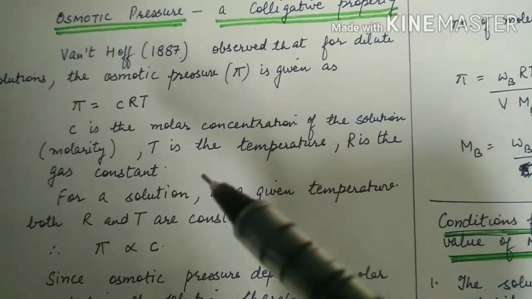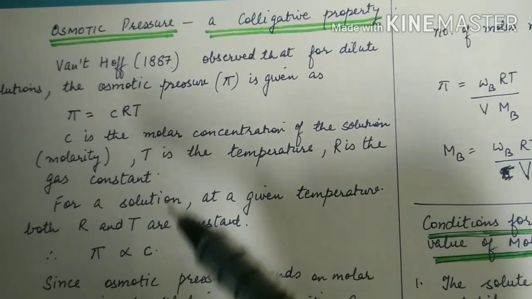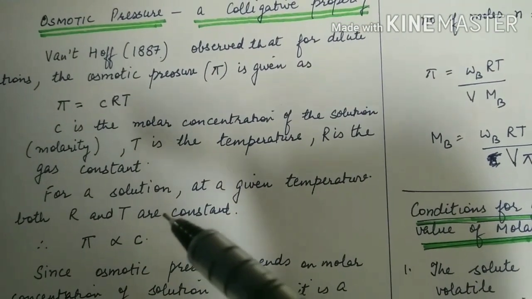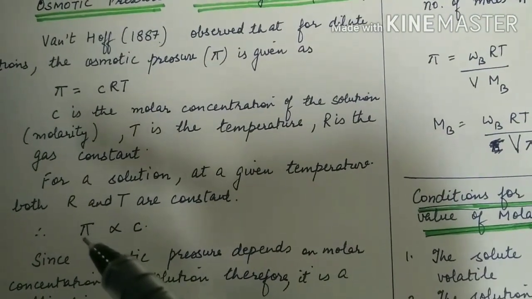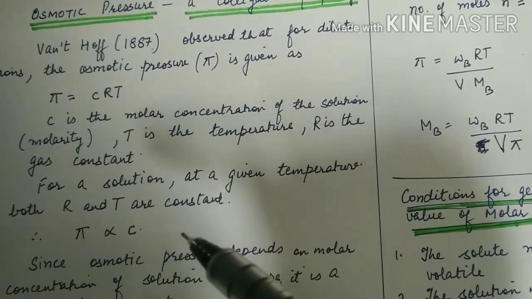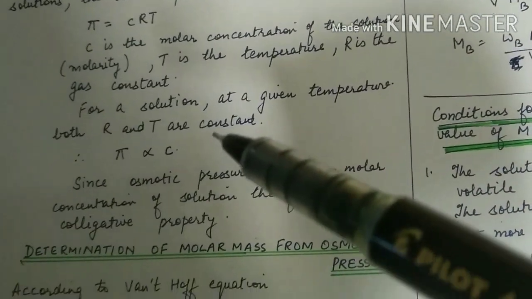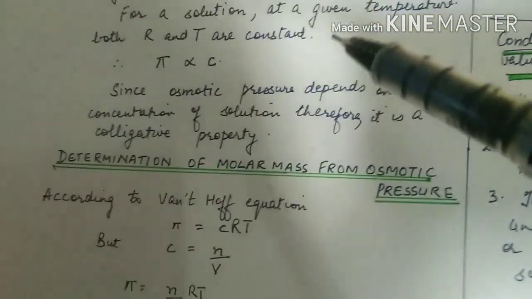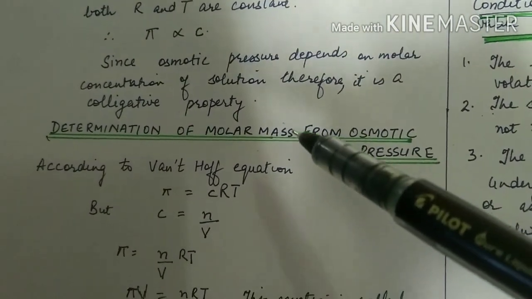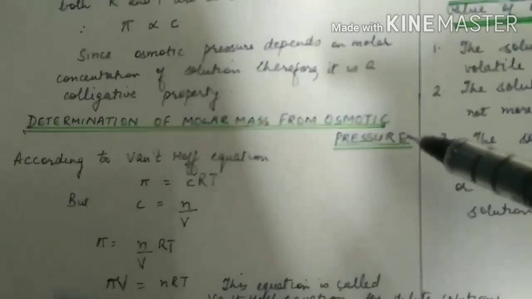Now at a particular temperature, R and T are constant, so we are left with the equation pi is proportional to C. So we can see that the osmotic pressure depends upon the molar concentration of solution, that is the number of solute particles, and not on the nature, so it is a colligative property. Now, as we have established that osmotic pressure is a colligative property, we can once again determine the molar mass of an unknown solute from its osmotic pressure.